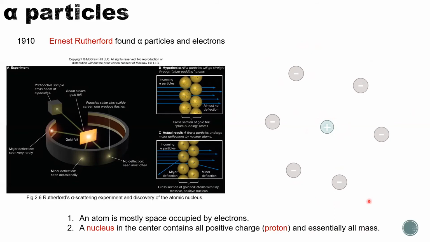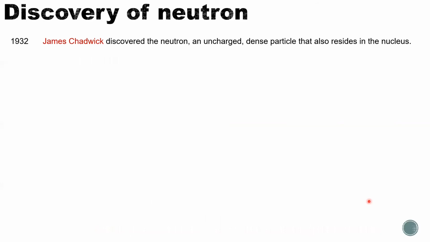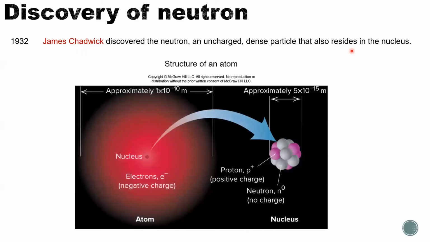Later on, it hasn't ended yet. In 1932, Chadwick discovered the neutron. It's an uncharged, dense particle that also resides in the nucleus. So from this point, we finally have the atomic structure that is very well known today.